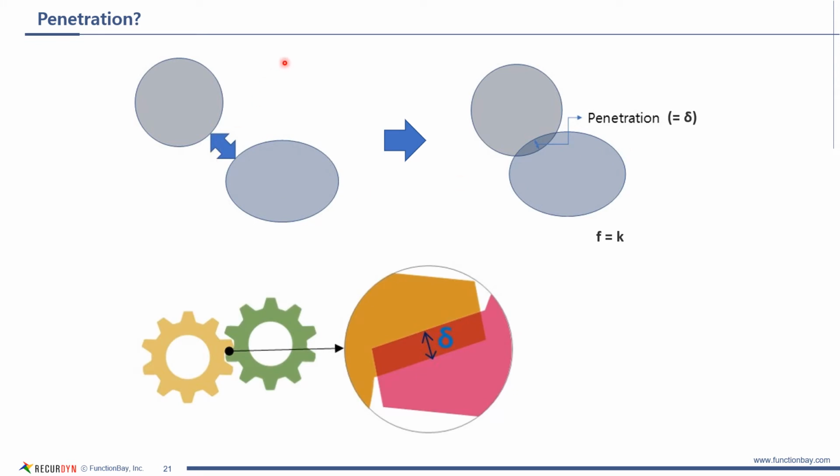And RecurDyn Contact uses this penetration to calculate the contact force as below. Like this. In this formula, delta is the amount of the penetration. This is the basic contact force formula. If the damping force is included, the formula becomes like this.